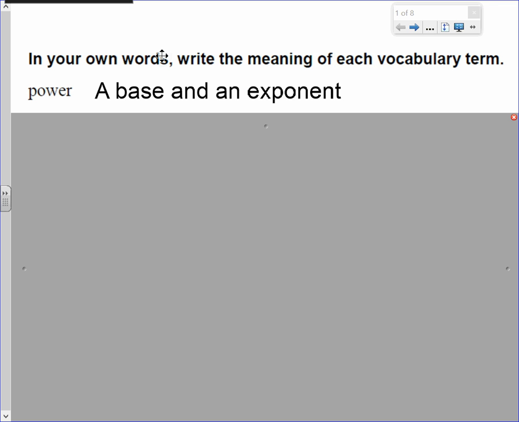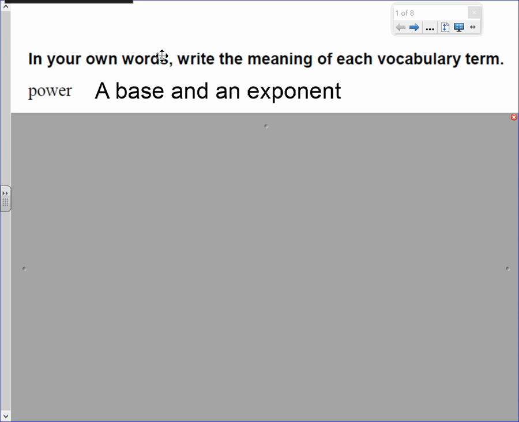Go ahead and write the definition of the word power. That's the first word there. It says write it. Oh shoot, I didn't even pass this out. Oh my gosh, coffee hasn't kicked in. My bad. As you get this, the first word is power.